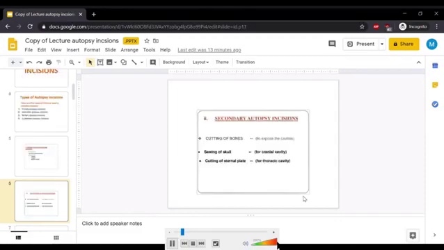Then secondary autopsy incisions. These are the incisions in which we cut bones to expose the cavities. For example, in case of the cranial cavity, sawing of the skull, or cutting of the sternal plate to open the thoracic cavity. So in secondary autopsy incisions, we incise the bones.